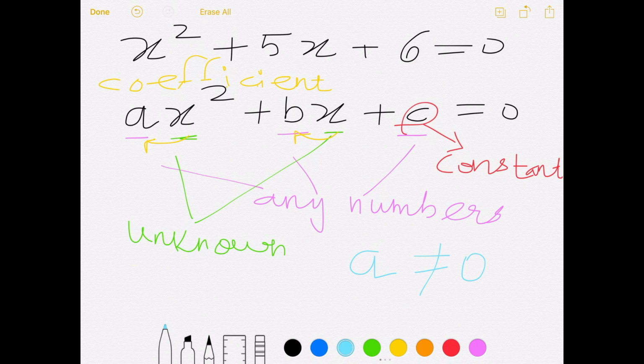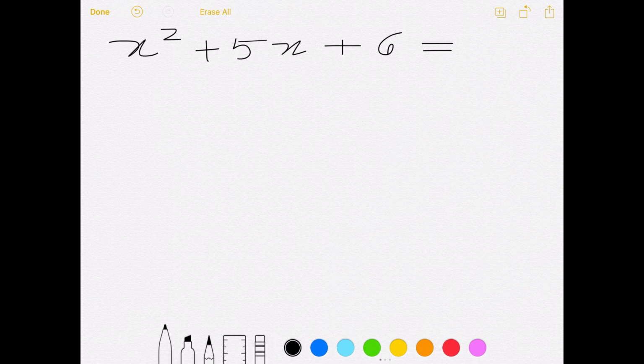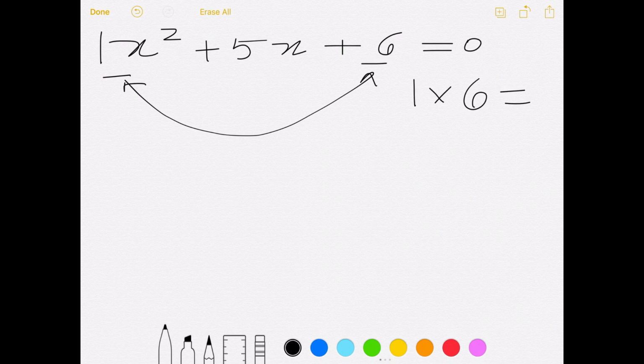Now let us solve this equation that we were dealing with. x square plus 5x plus 6 equals 0. Let us try to solve it by the method of factorization. Okay, if there is nothing in the coefficient of x square, there is always a 1 in multiplication. The method of factorization is you have to take the product of the first term and the last term, that is 1 multiplied by 6, that is equal to what?